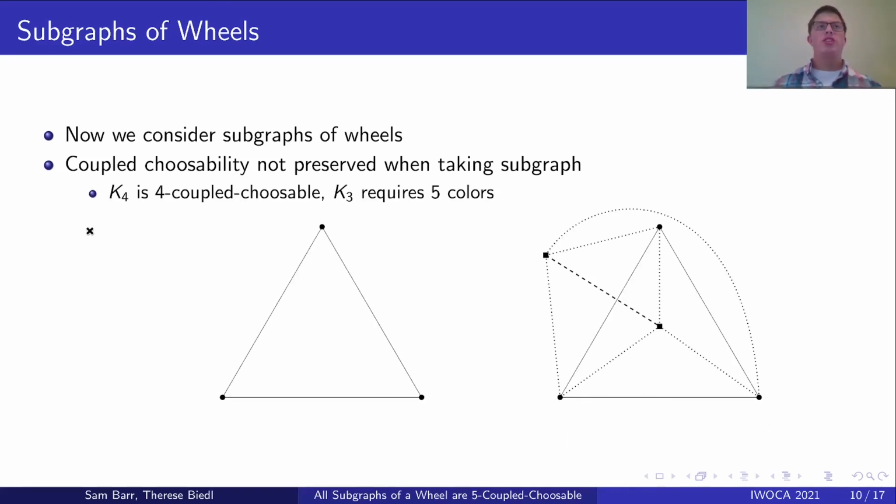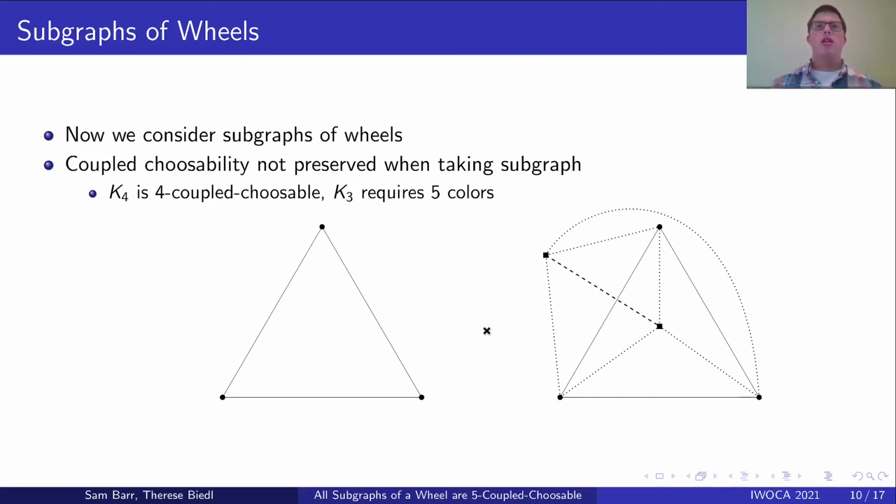We've previously mentioned that the graph K4 is 4-couple choosable. However, the graph K3 has list coupled chromatic number 5. To see this, we examine the graph X of K3, and we see that it is in fact the complete graph K5, since every vertex is on the boundary of every face and both of the faces are adjacent.